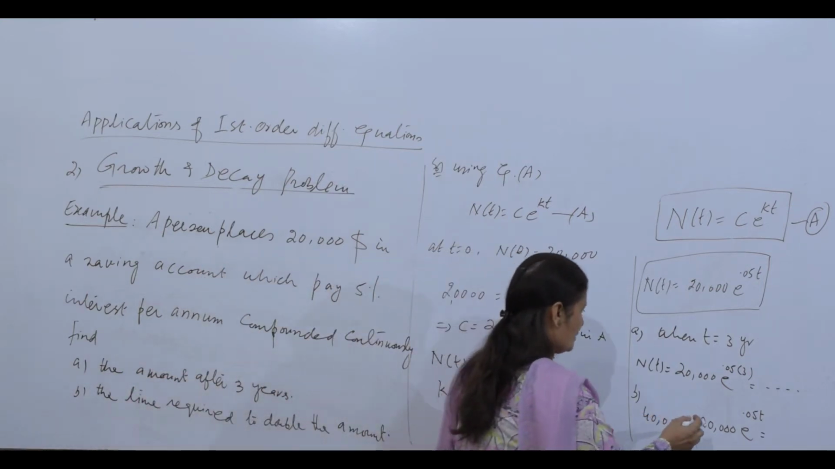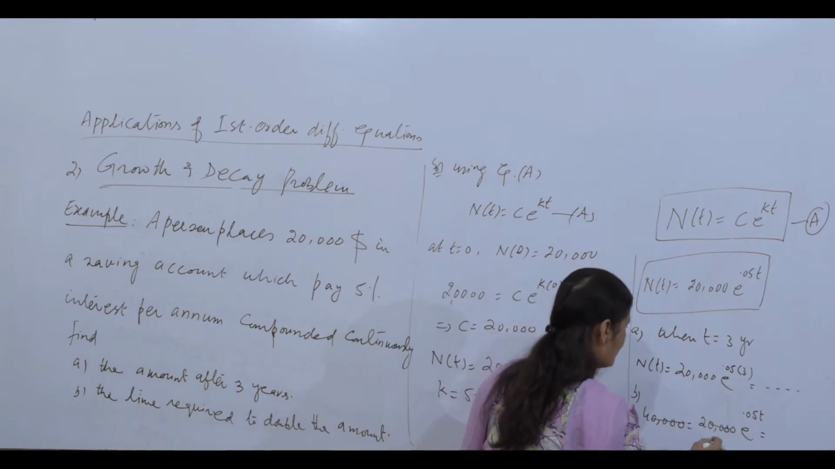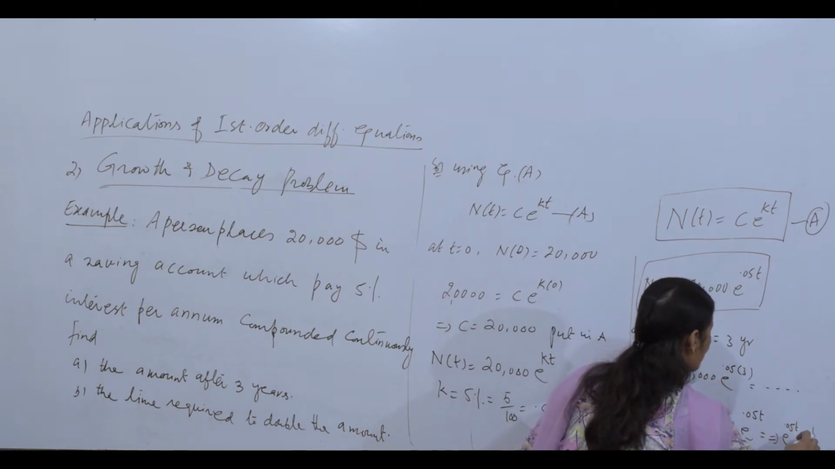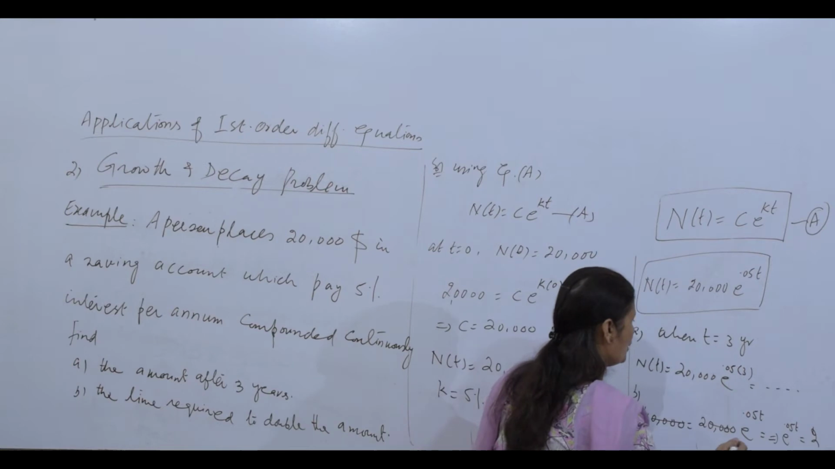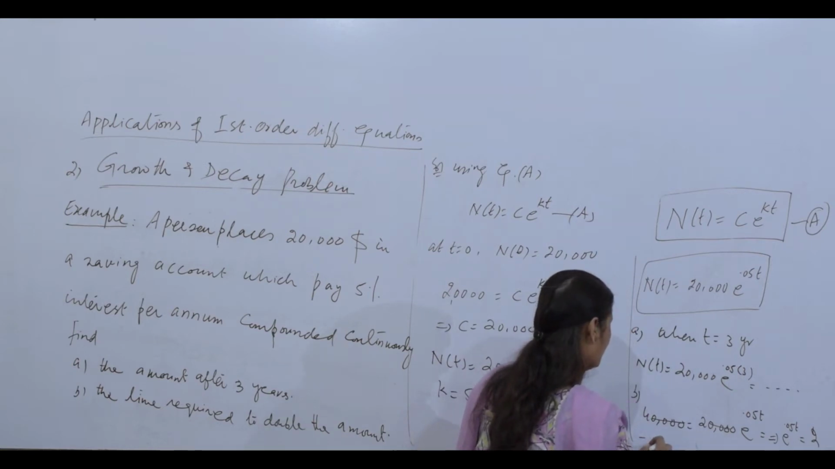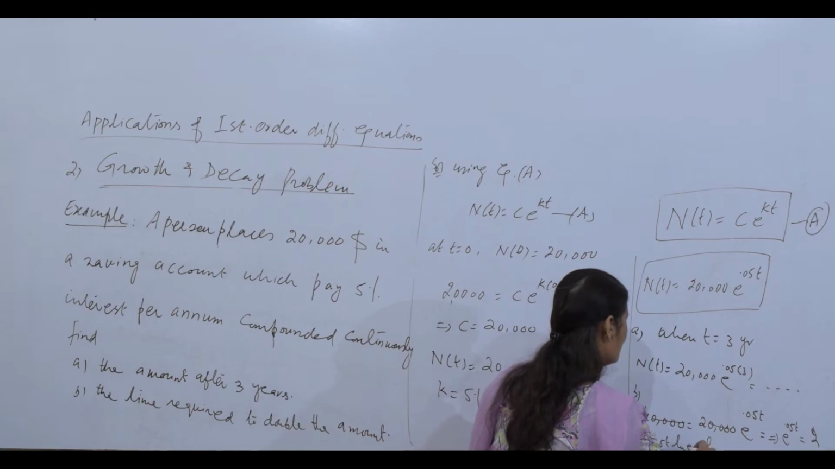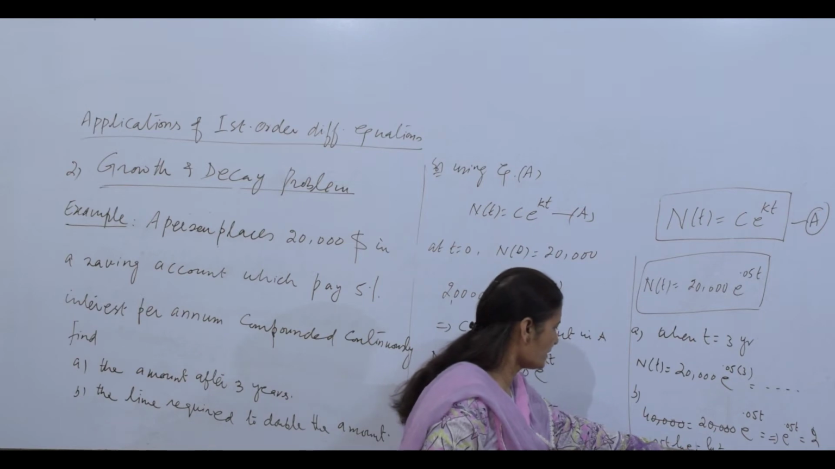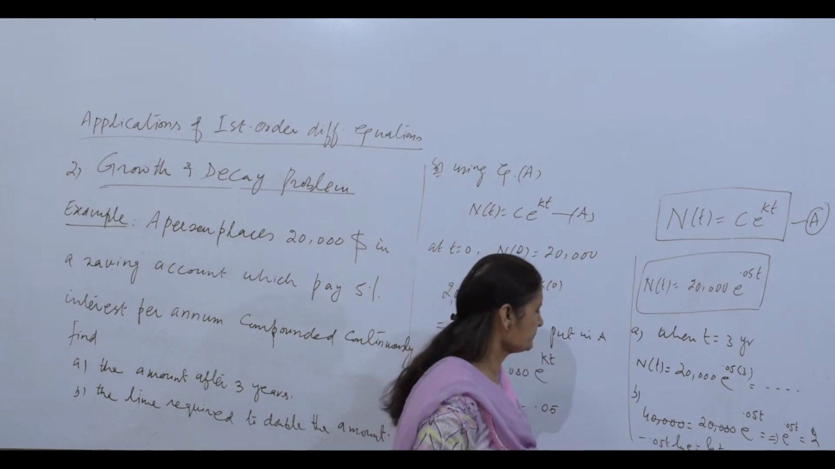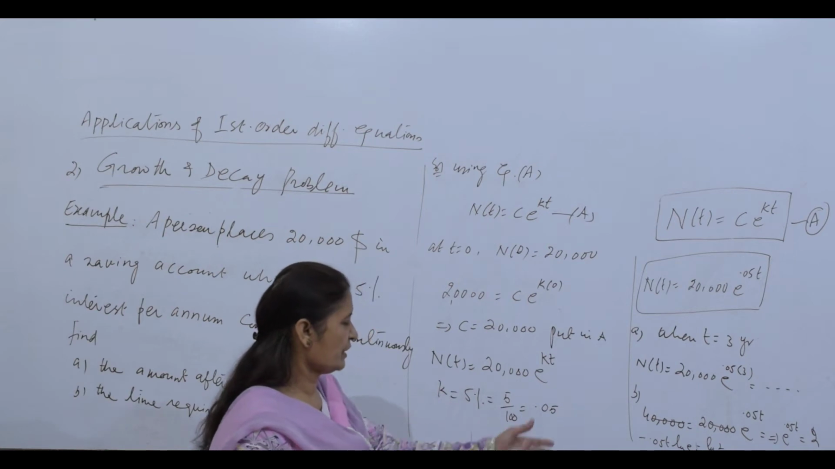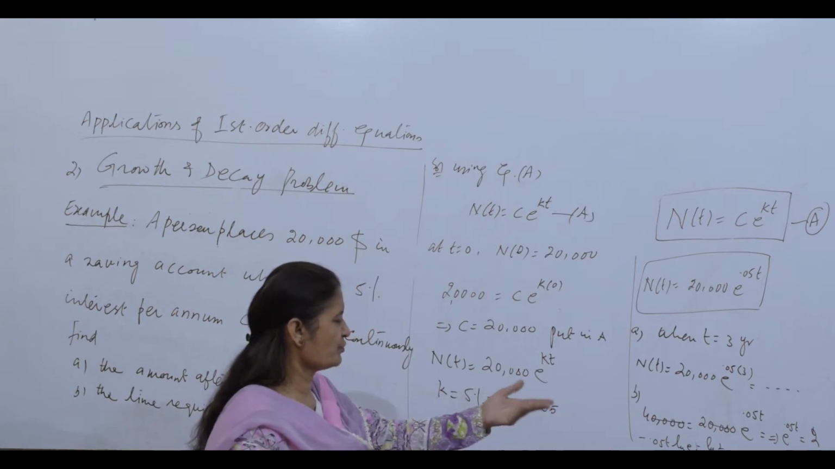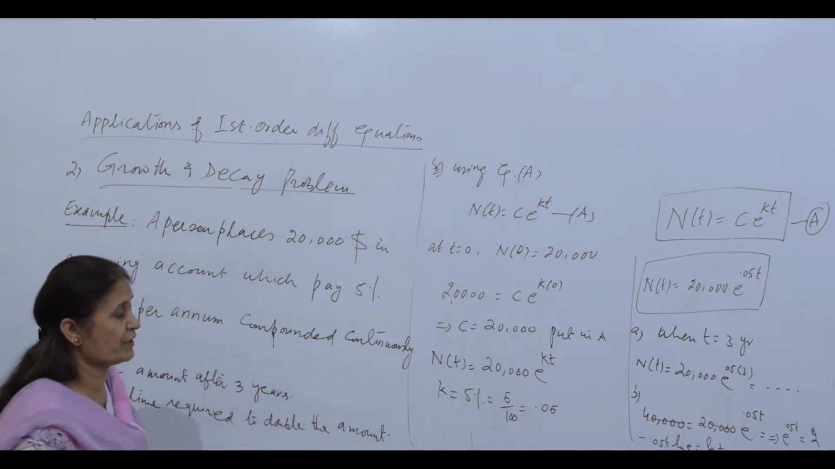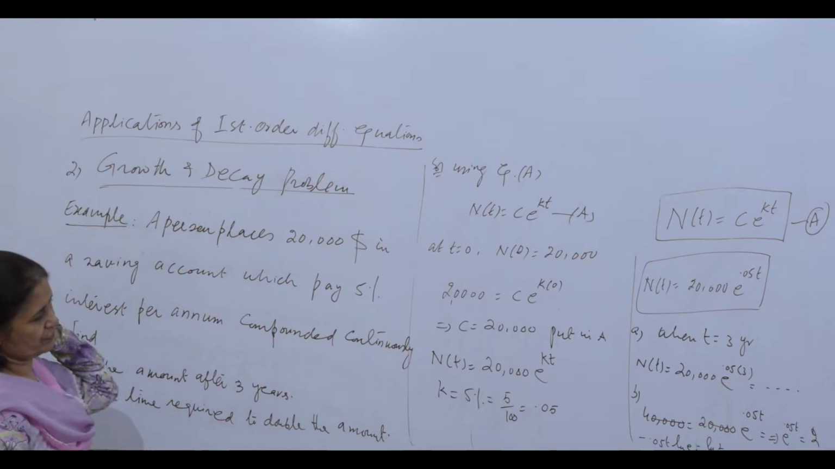It means 40 divided by 20, 4 by 2 is 2. This implies e^(0.05t) is equal to 2. Taking the natural log, 0.05t ln e is equal to ln 2. ln e is 1. So dividing by 0.05, you have t equal to ln 2 divided by 0.05. So you are getting t. You are looking for the time to double the amount to 40,000.